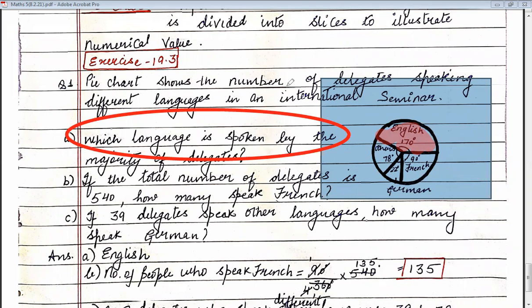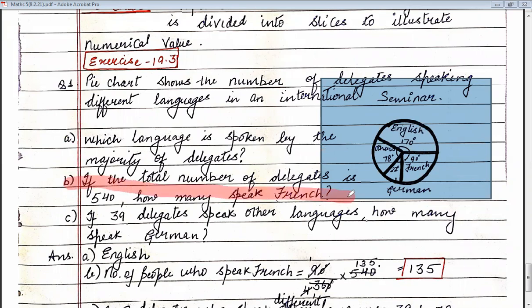Now let's move on to our second part, that is, if the total number of delegates is 540, how many speak French? The total number that attended the meeting or the seminar was 540. Now you have to find how many speak French. Okay, so now children, let me tell you the formula to find the number of people who are speaking French.